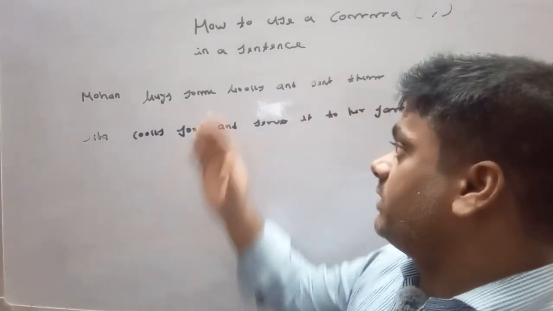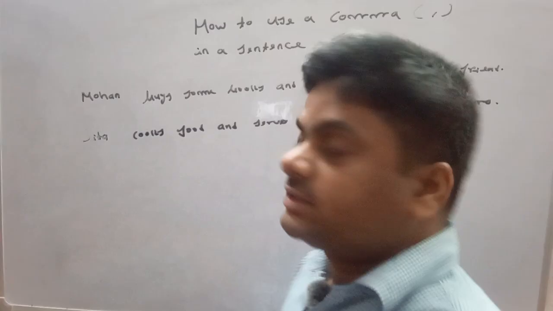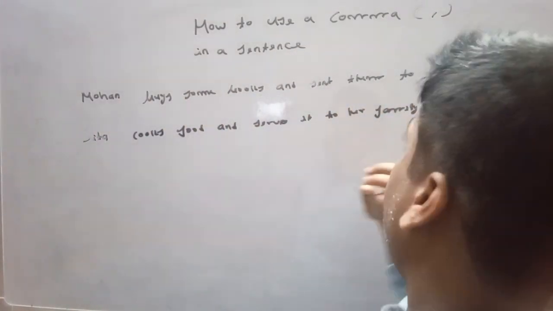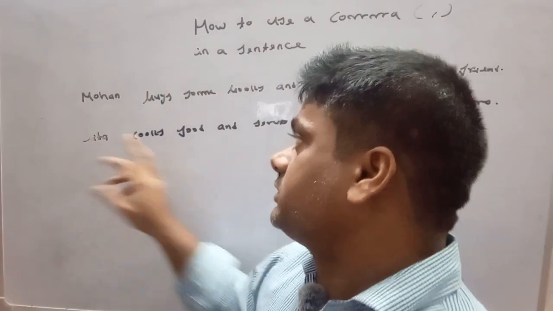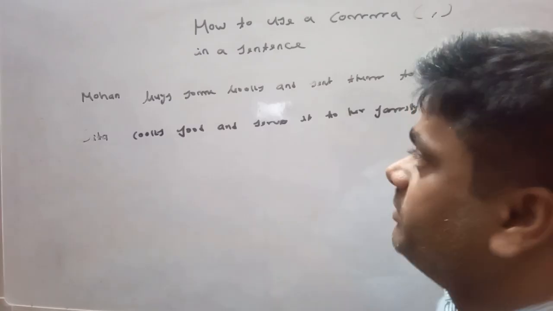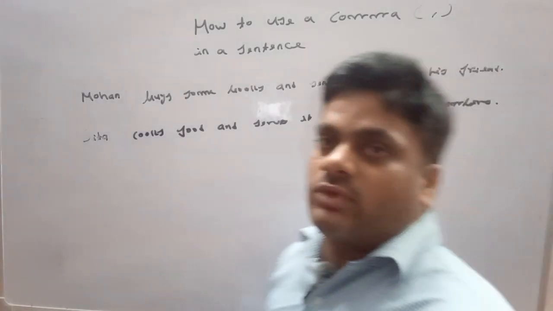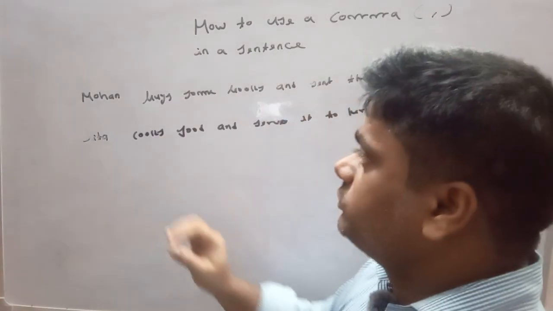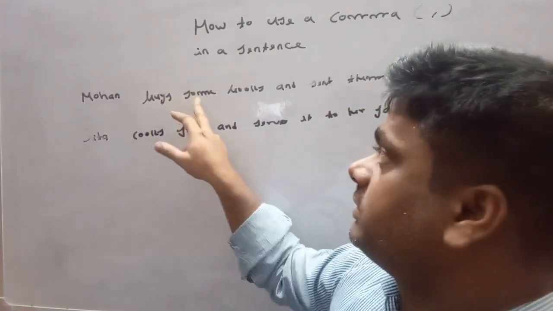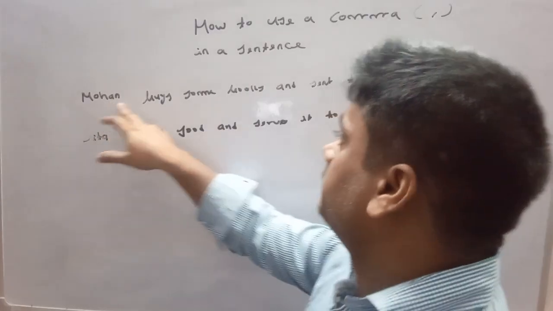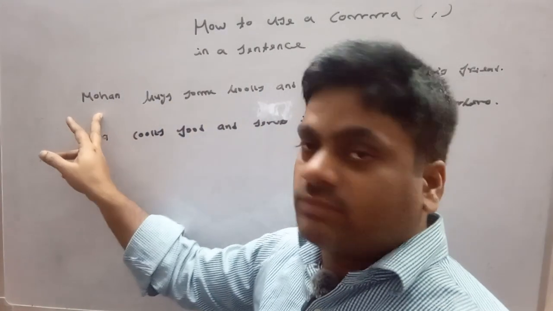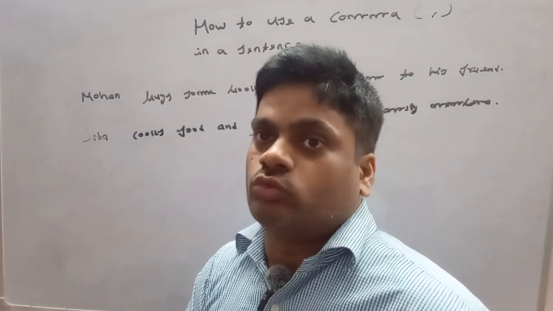So, guys, here we have written two other sentences. In the first sentence: Mohan buys some books and sent them to his friend. In another sentence: Sita cooks food and serves it to her family members. Please look here. We have used one subject, Mohan. Mohan buys some books. Here the subject is Mohan, and the doer of both actions is also Mohan. The subject is one and the predicates are two.